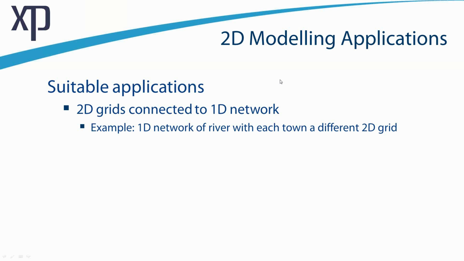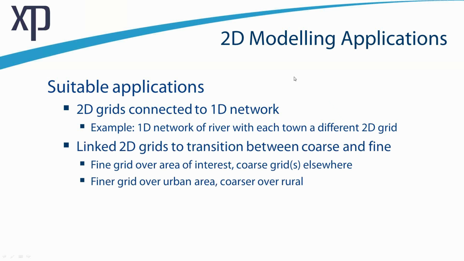One example would be having a river represented using a 1D network, and you had several towns along that river, where you can model each of those towns using a different 2D grid. And as you saw from the previous example, you can use linked 2D grids to transition between coarse and fine, and back to coarse again if needed. This allows you to put that fine grid over the area of interest and coarse grids elsewhere. Another common application is using a finer grid over the urban area and a coarser grid in your rural areas. And of course, you can have a combination of those options.